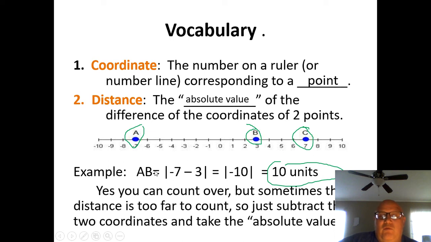Or vice versa. But the shortcut, in case you don't have an easy number line to count, is you just take -7 and subtract 3, on the B. Or you could take 3, wherever B is, and subtract -7, and you would work it out. I did -7 minus 3, and you get -10, but you take the absolute value, which is positive 10, because absolute value means distance. It means how far something is. So distance is always positive units.